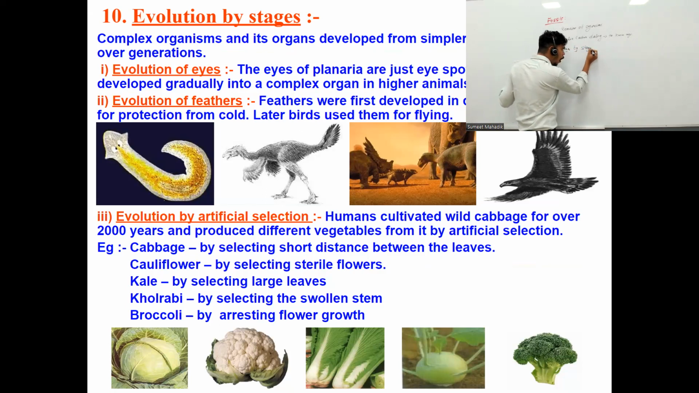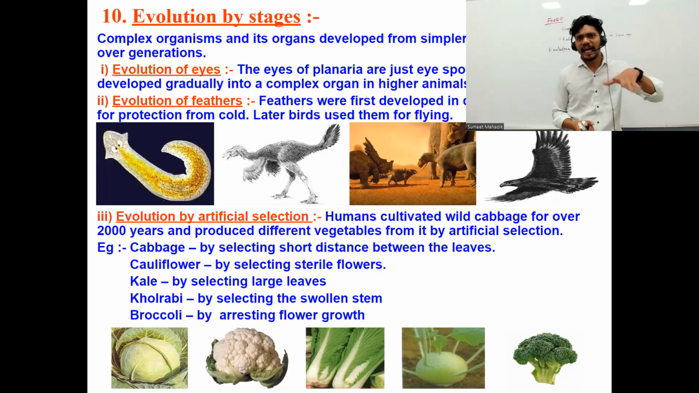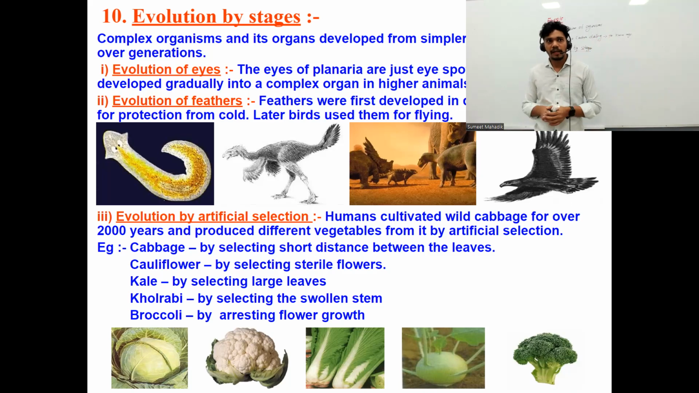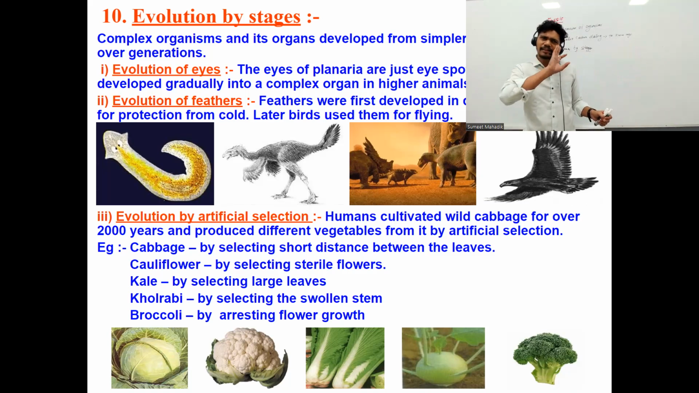It is a long process, not a quick process. A complex organism and its organs develop from a simpler organism gradually over generations. Tell me one thing. Crocodile, if you talk about it, is a dinosaur species. Earlier it was very huge, but they compacted themselves into the water bodies. And if you see a crocodile, it looks like a smaller version of the dinosaur. Yes or no? Almost the same, right?